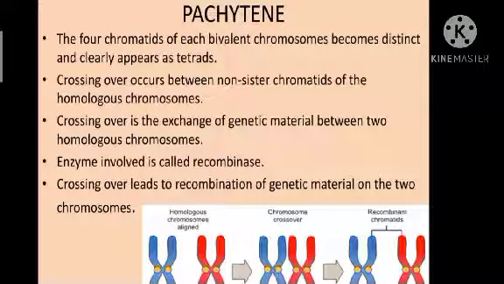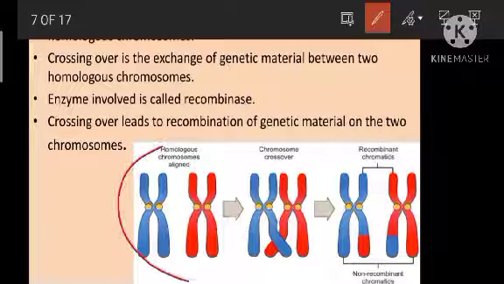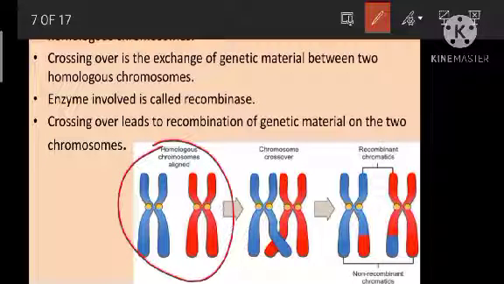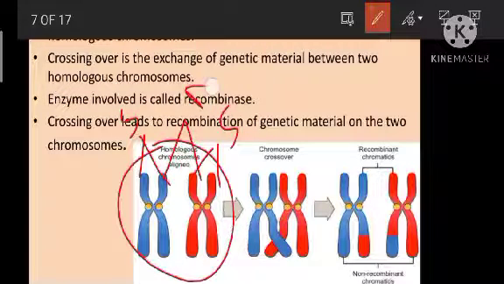Next is the pachytene stage. During this stage, the four chromatids of each bivalent chromosome become very clear and appear as a tetrad. In the picture you can see this is the homologous chromosome, one pair of chromosomes. This is the other homologous chromosome. Now these two together we can call the bivalent chromosome, and here their chromatids are clear and appear as tetrads. These are the two sister chromatids of that chromosome. These are the two sister chromatids of this chromosome, and if you take one chromatid from this chromosome and another from this, then we can call them non-sister chromatids. So this is sister, and this is non-sister. The chromatids of the two chromosomes of the homologous pair can be considered non-sister chromatids.